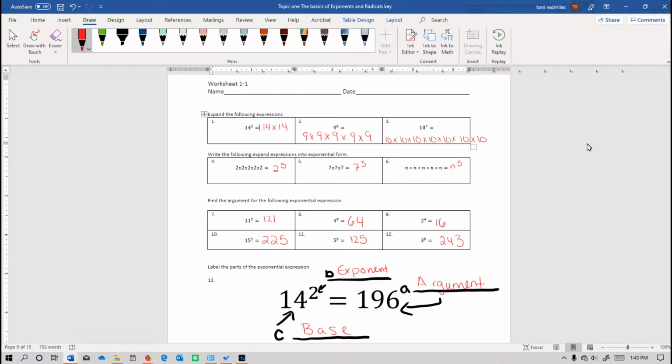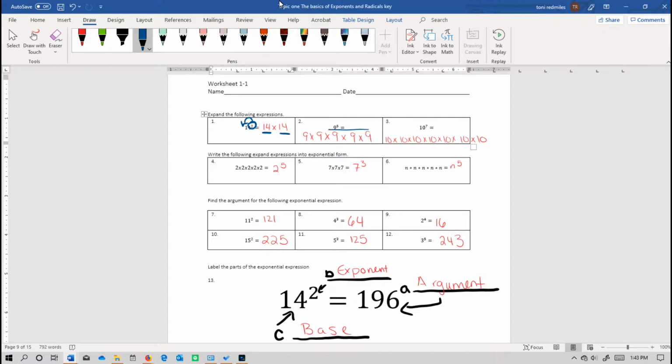So let's talk a little bit about expanded and exponential form. Expanded is where I write the exponential expression in multiplication. So you see for this first one, I have multiplied 14 2 times. That's because the exponent tells me how many times to multiply the base. In this one, the exponent tells me to multiply 9 5 times. So that's exactly how I expanded it.